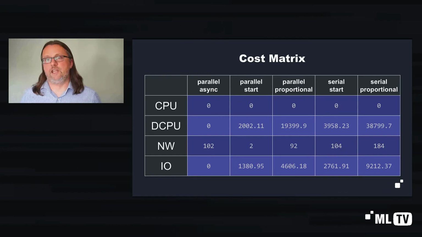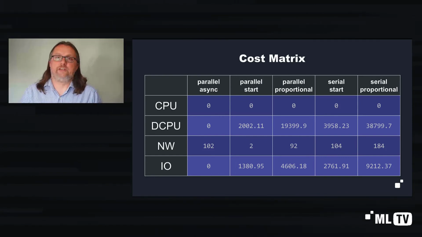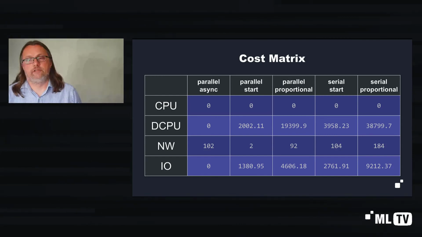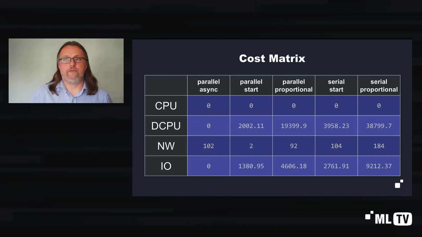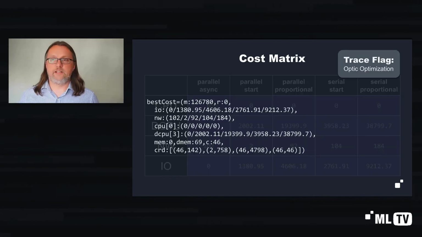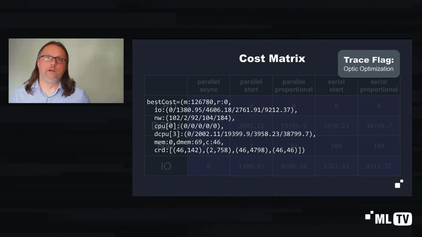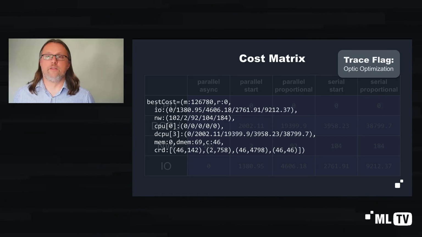Because with serial, obviously, we're measuring total system resources and we're not discounting anything because it runs in parallel. So we don't need to have a separate category for asynchronous execution. Here you can see all the numbers filled in for a query that I executed. Now if you use the optimization trace flag, in the logs you'll get some output that looks like this. And this output is telling you all of the numbers from that matrix as well as a few others.